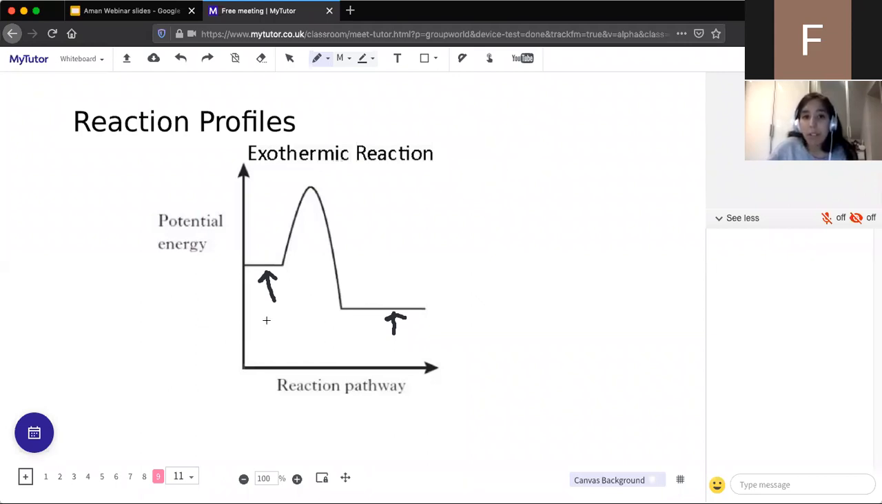So let's start with the first arrow over here. Does anyone have any idea what the first arrow is? What am I trying to label there?